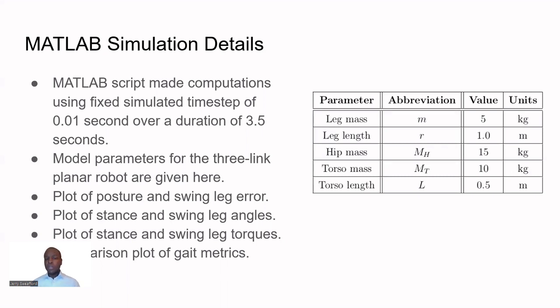The model parameters for this 3-link planar robot are given here. We use a leg mass of 5 kilograms, a hip mass of 15 kilograms, and a torso of 10 kilograms. Our leg length is 1 meter, and our torso length is 0.5 meter. Again, you could obviously make those much smaller or much larger as you see fit. It's a really big robot if you think of it that way, but we could take that down to centimeters and grams if we wanted something more realistic. But the masses and the lengths don't really matter.